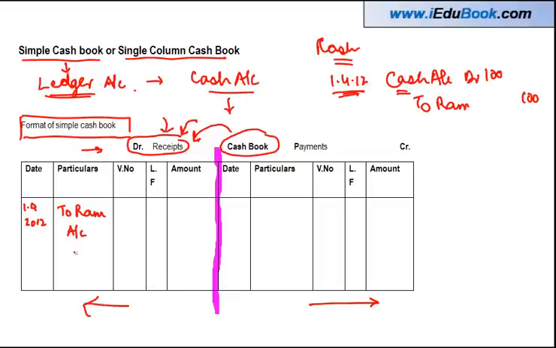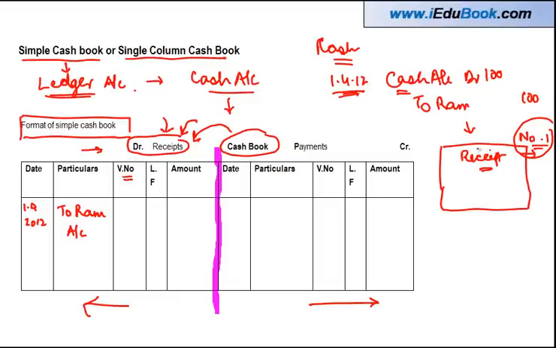Ram account. Now when I receive cash, there will be a receipt which I would have given to Ram. This receipt may contain a particular number, let's say receipt number 1. By voucher number, what I mean is the voucher number from which this transaction has been recorded. So I'll write 1 here. The amount is 100.